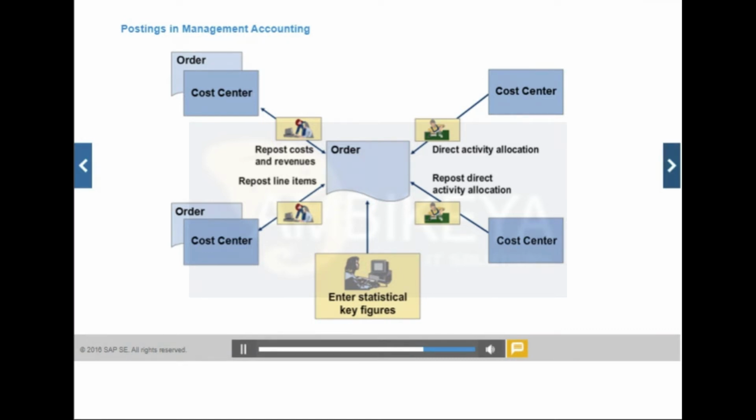Besides posting primary and secondary costs, you can post statistical key figures to your orders. You can use the statistical key figures as the basis for periodic cost allocations to the orders and for order analysis in the order information system.